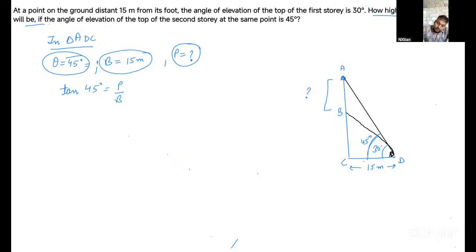Okay, so 10 45 is 1. Perpendicular, I don't know. Base is 15. So perpendicular is basically 15 meter. I got this whole as 15 meter. Okay. Now next, what we will do?